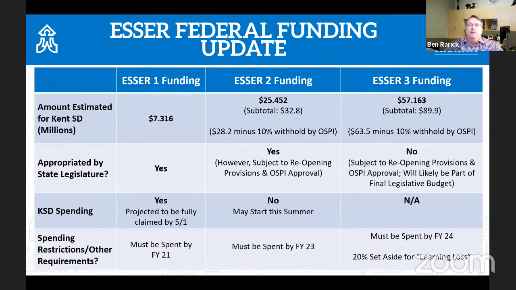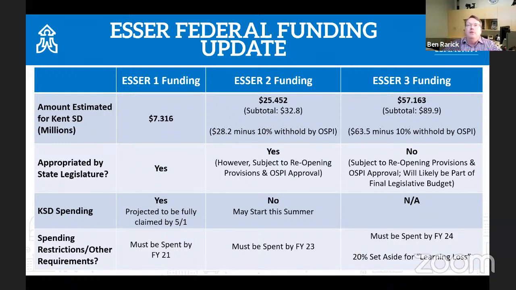Spending: we have spent almost all of ESSER 1, and will likely have spent all of it by the end of April, and I'll show you a slide here in a second. And then we haven't made any claims on ESSER 2 for the reasons I just mentioned about reopening, and ESSER 3 again is not real yet.